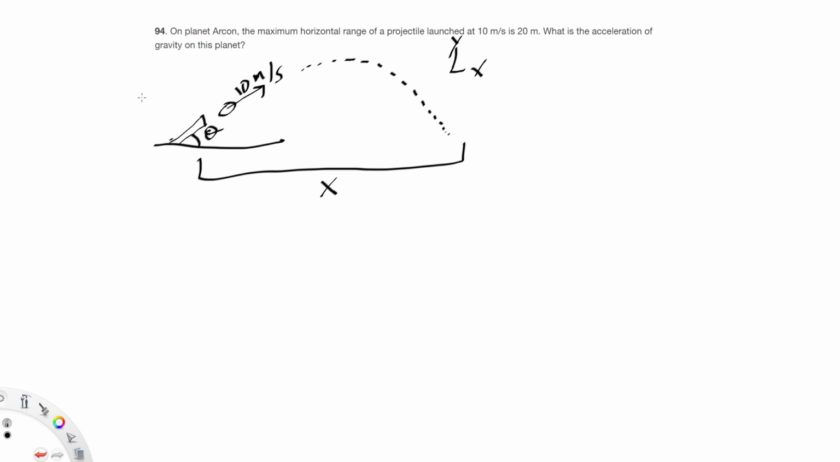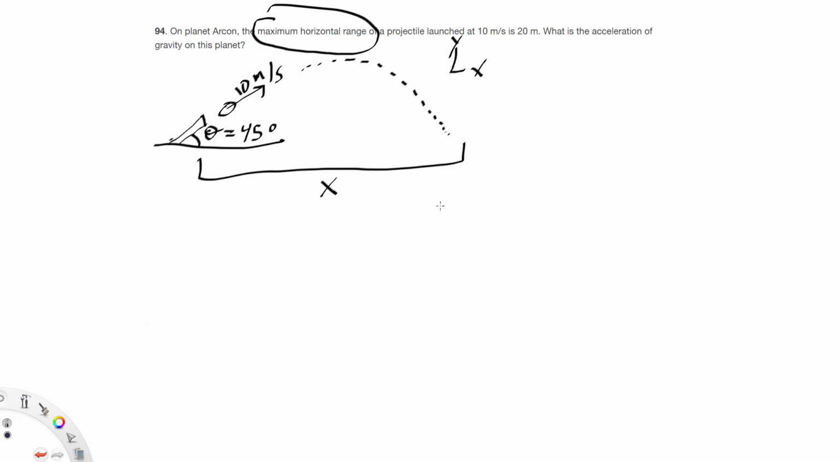And then we're going to say, well, what does it mean if we're talking maximum horizontal range? If you want maximum range on a projectile, what angle should you launch it at? Yeah, exactly, Jaden, 45 degrees. You should launch it at 45 degrees. All right, so there's steps 1 and 2 out of the way.